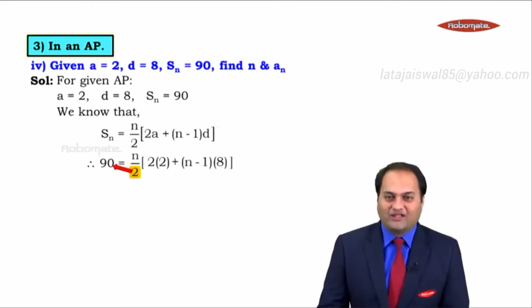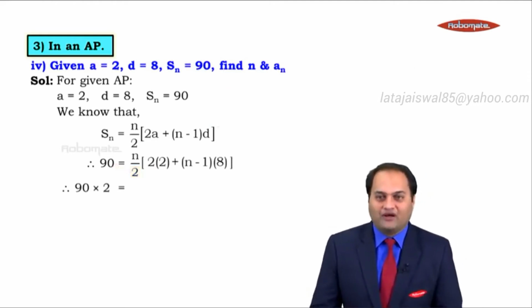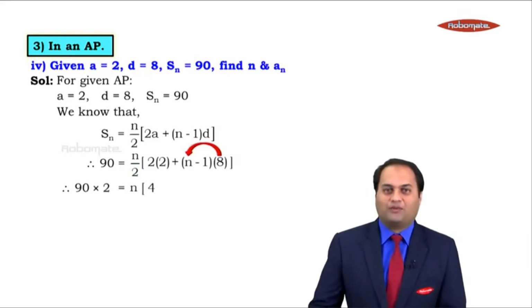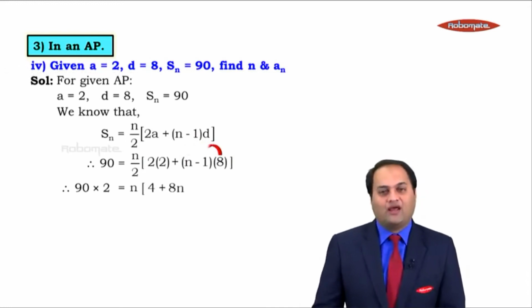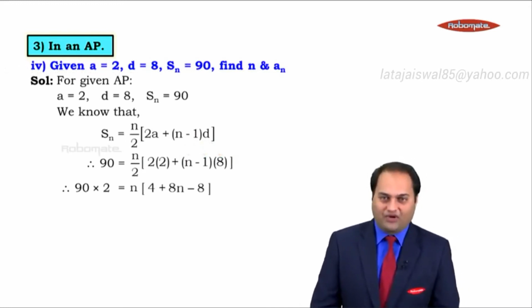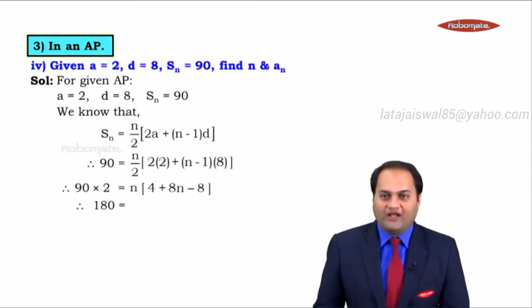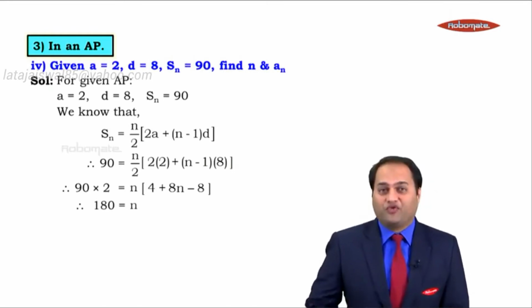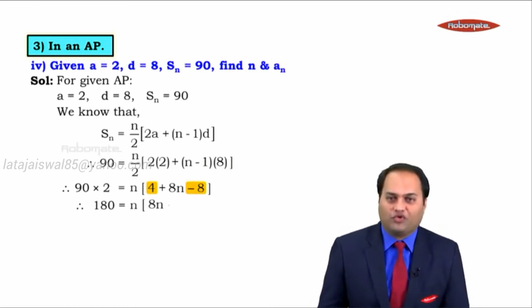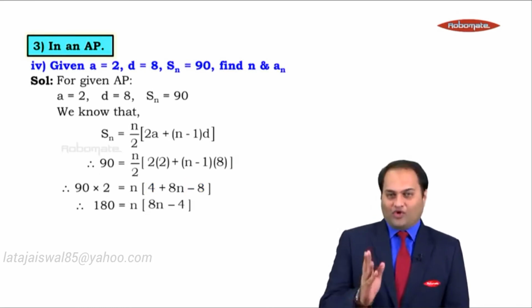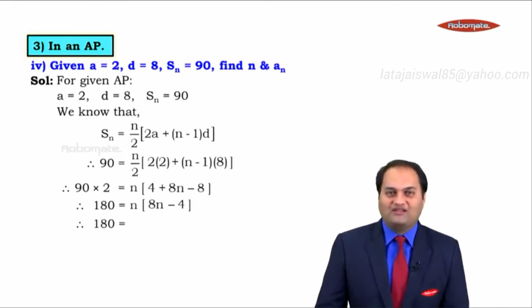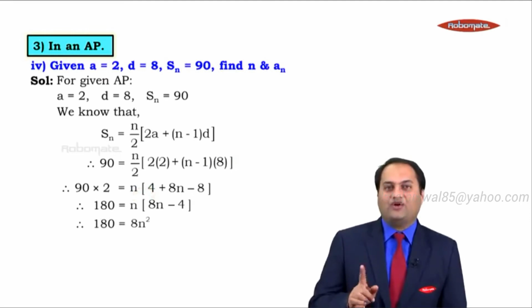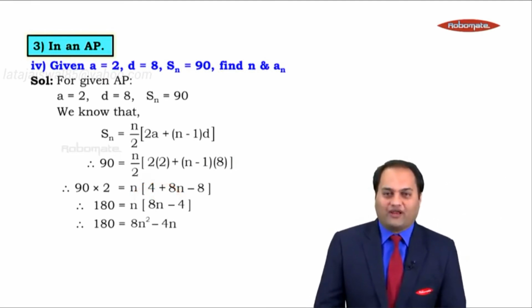Right? Let's do the calculations now. 2 goes to the numerator. You get 90 into 2 is equal to n into 4 plus, open the brackets, you get 8 into n, that is 8n. 8 into minus 1, that's minus 8. Right? Let's move it further. 90 into 2 will give you 180. n, 4 minus 8 is minus 4. So you get 8n minus 4. Right? Open the brackets again. What we get? 180 is equal to n into 8n is 8n square. n into minus 4 is minus 4n.